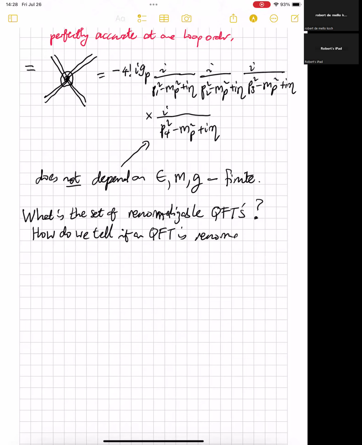So how do we tell if from some finite set of renormalization conditions, matching conditions, we remove all infinities from the theory? And in fact, there's a very powerful method to do that, and it's called power counting. So I'd like to discuss power counting now.